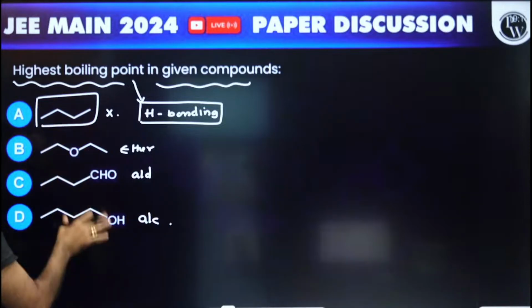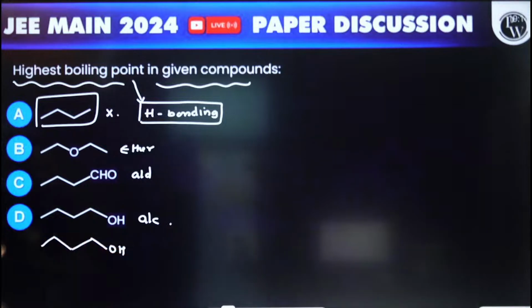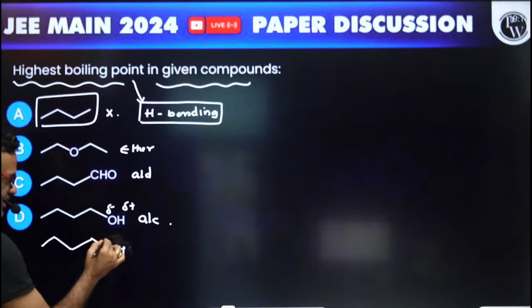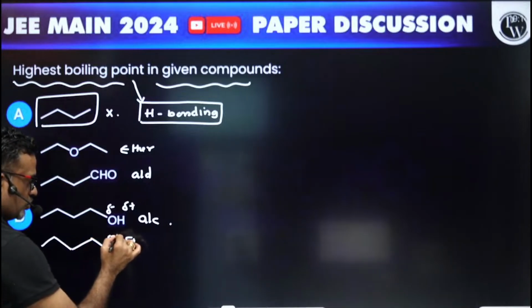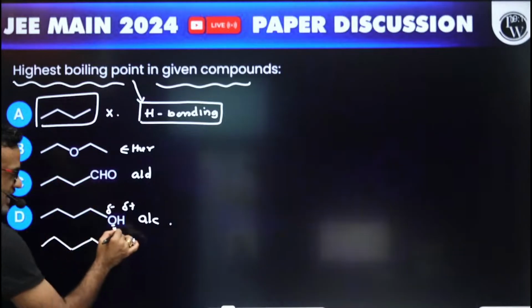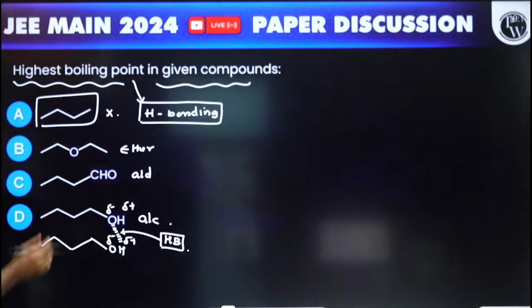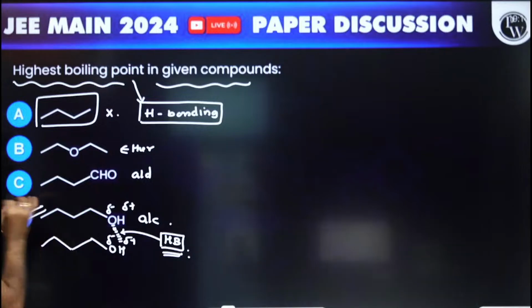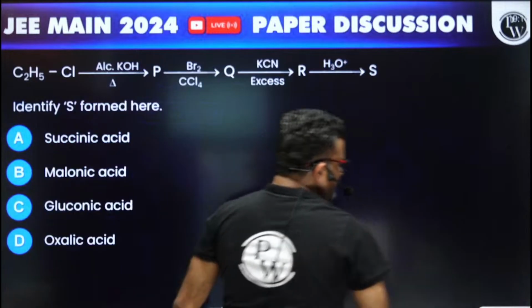In all these cases, the most amount of polarity as well as hydrogen bonding would be present in what? Alcohols, because there would be negative charge here, positive charge here. The hydrogen of one alcohol would interact with oxygen of the other, and that would be hydrogen bond. Due to that excessive hydrogen bonding compared to aldehyde or ether, alcohol would have a higher boiling point. Okay, next.